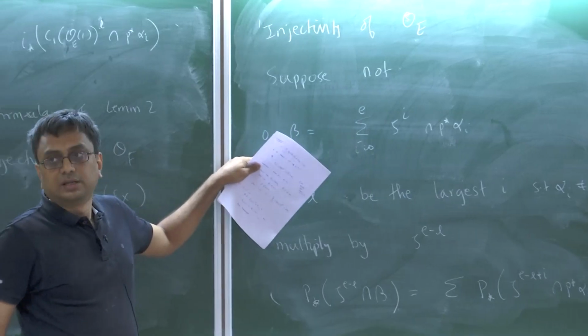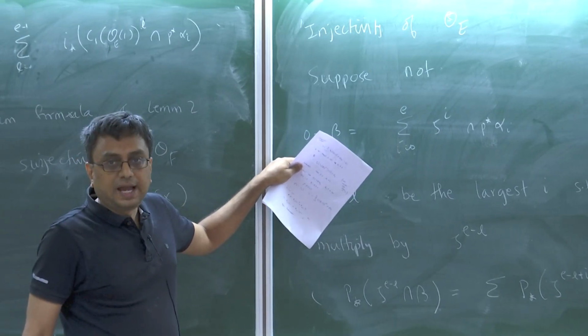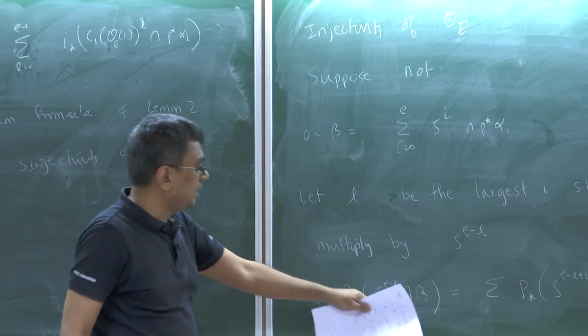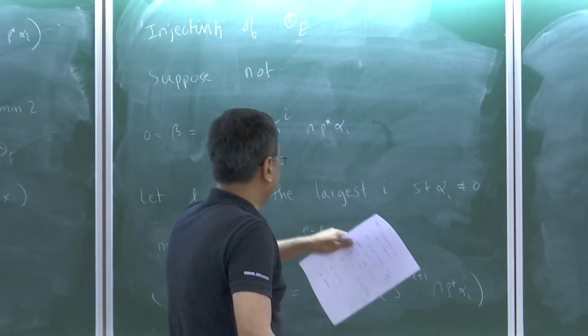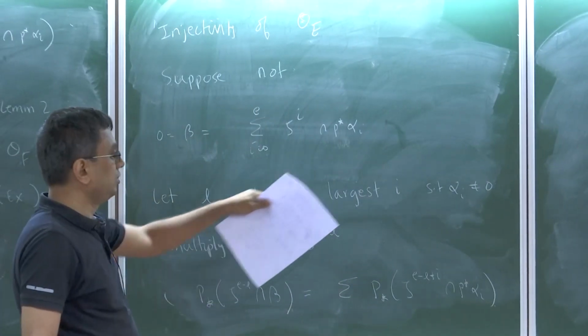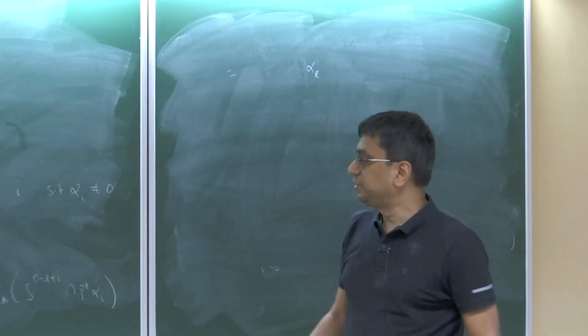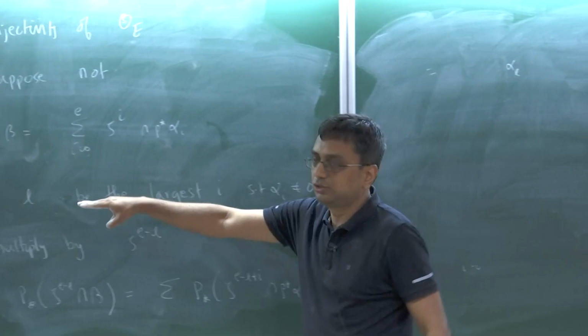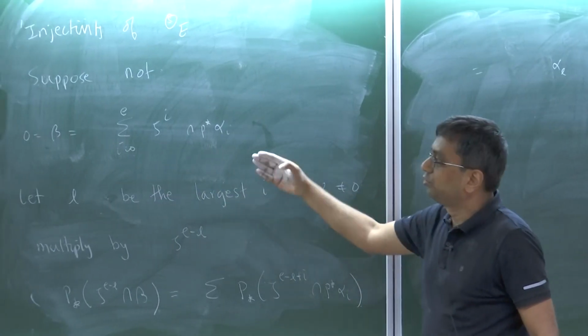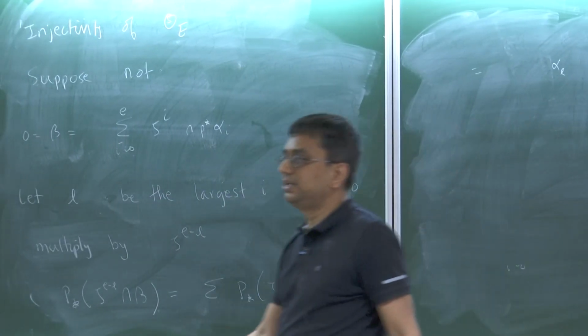Right, beta was 0, and therefore alpha L is 0, but I said alpha L is non-zero, right? Because L was the integer where alpha is non-zero, which means all the alphas have to be 0. I cannot choose a non-zero alpha L. So that shows uniqueness. So therefore theta is an isomorphism.